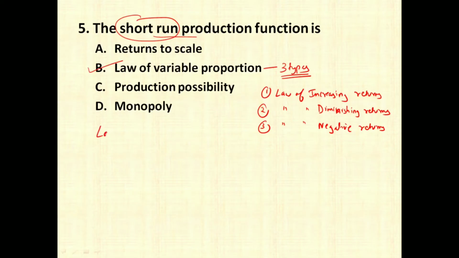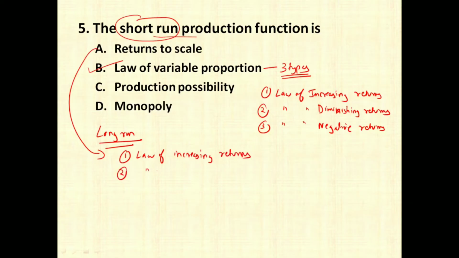Whenever we talk about long run, then you have to remember about law of return to scales. Now again, law of return to scales are of three types. First one, law of increasing returns. Second one is law of constant returns. And third one is law of decreasing returns. So these are the two important points which you have to remember. Short run, it is variable proportion, and long run, it is return to scales.